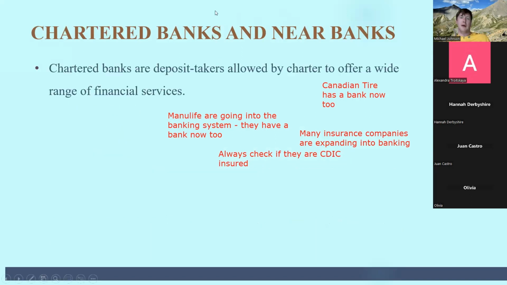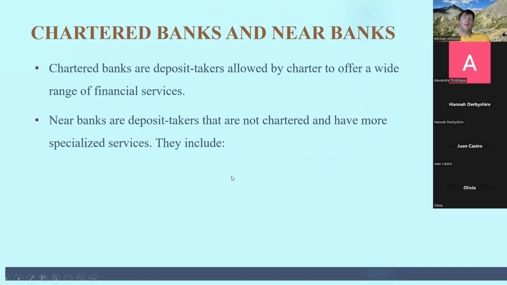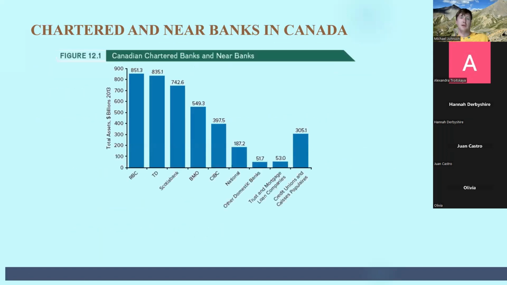So charter banks and near banks. Charter banks are deposit takers allowed by charter to offer a wide range of financial services. Near banks are deposit takers that are not chartered and have more specialized services. They include trust companies, mortgage loan companies, credit unions, and Caisse Populaires. So this is the breakdown of the assets.